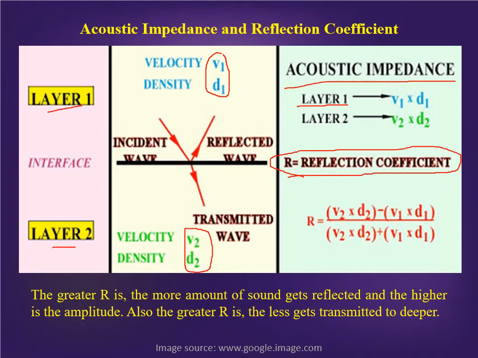So if the acoustic impedance difference is higher in the shallow layers, then we cannot get a better picture of the deeper layers in the subsurface. If the acoustic impedance of the shallow layers is low, then we can get a better picture of the deeper part of the earth layers.